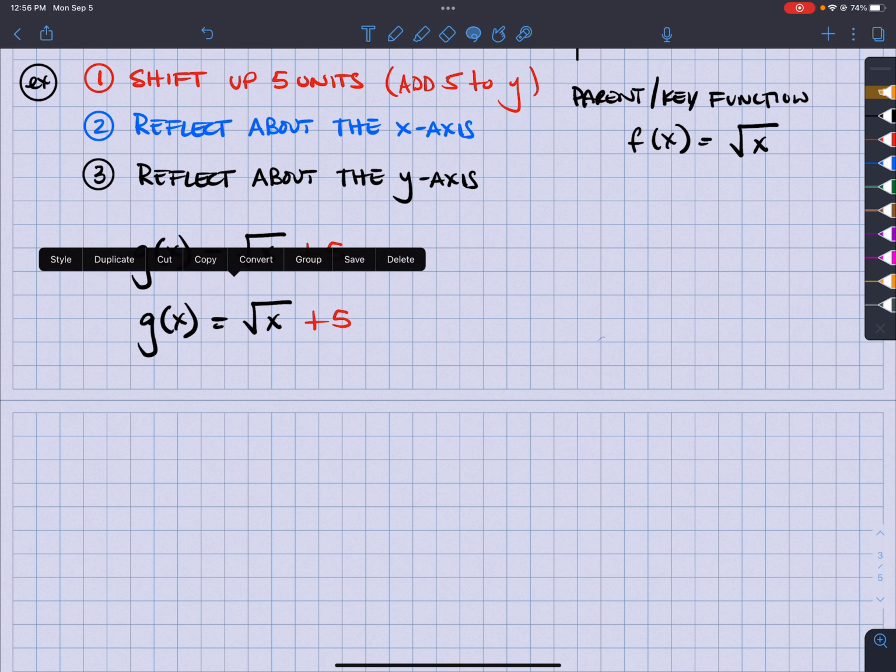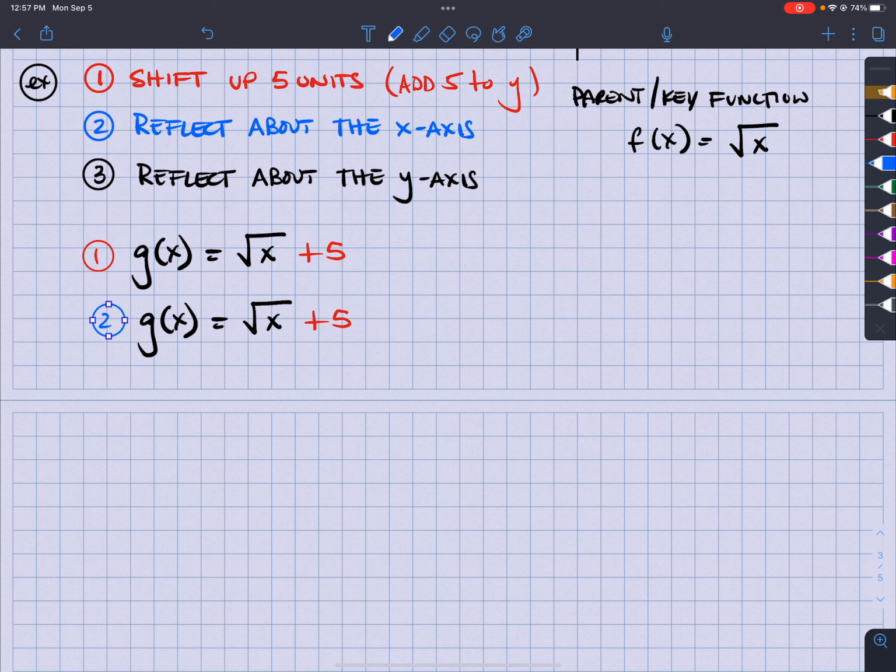So I should probably put this as 1. So this is going to be 2. So now what I'm doing is I'm taking what I just found in 1, and I have to go ahead and negate it. Okay, because after I get the first thing done, I'm going to flip over the x-axis, which means it's outside of that square root, so it affects the y value.